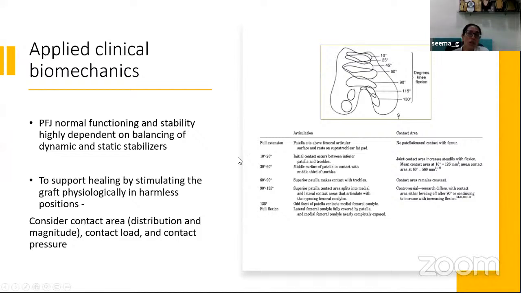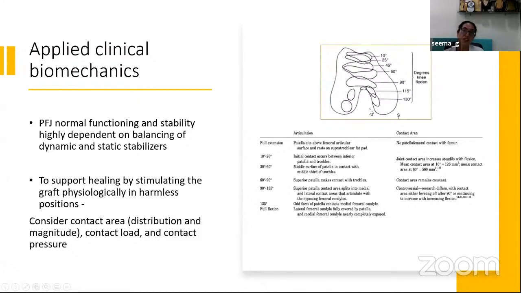If we look into the biomechanics, because all physiotherapists have a very strong hold on biomechanics, it is very important to know about applied clinical biomechanics, where we see that the normal functioning and stability of the patellofemoral joint is highly dependent on dynamic stabilizers, which are all muscles, and static stabilizers, which are all your ligaments. In this image, I've shown that as you go into knee flexion, the patella has its contact on the femoral condyle. The more the degree of flexion, the more the patella contact.